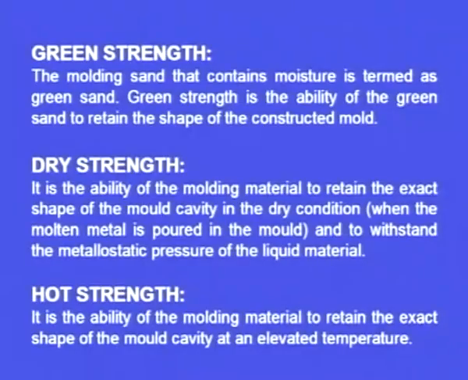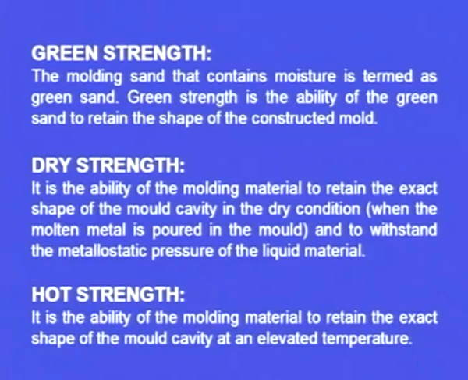Next one, hot strength. It is the ability of the molding material to retain the exact shape of the mold cavity at an elevated temperature. Dry strength is the strength just in the absence of moisture, whereas hot strength is that strength where it possesses the strength when the mold is heated to an elevated temperature. Now, initially the mold is in green state, there is moisture in it. Yes, it has strength. Then we pour the molten metal, the moisture is evaporated. So, it has got dry strength, but that is not enough.